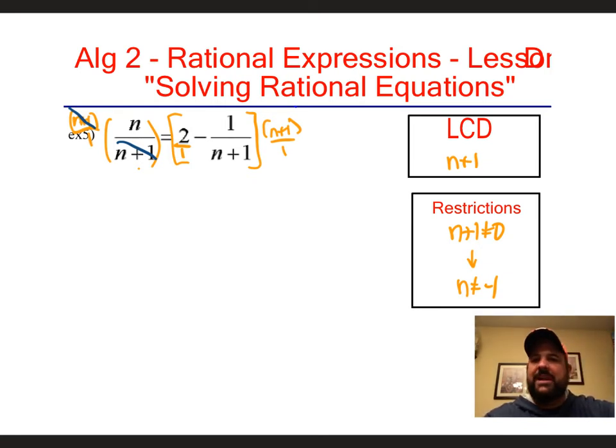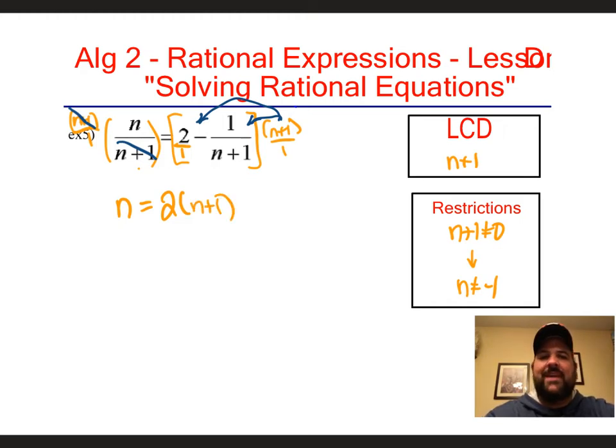So we're multiplying everything by n plus 1. On the left-hand side of the equation, the n plus 1's cancel each other out, and it just leaves us with n. On the right-hand side, I have to multiply this expression by n plus 1, and I have to multiply here. So when I multiply the 2, it's nothing to cancel out with because the denominator is 1, so I'm going to do 2 times n plus 1. And then minus, in this case, the n plus 1's cancel again, so I just have minus 1.